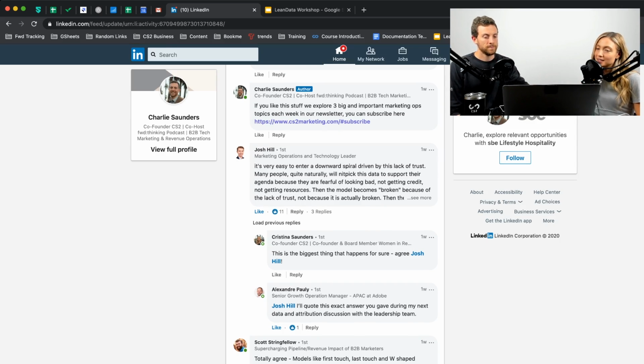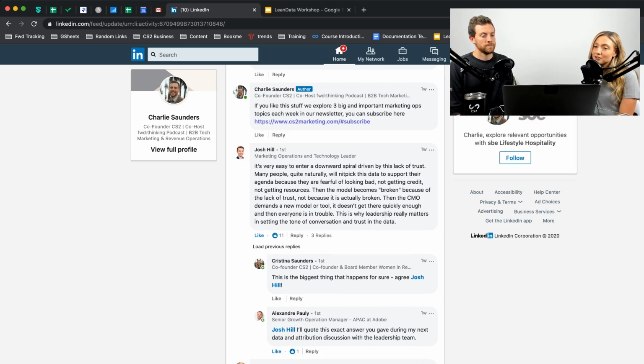It's very easy to enter a downward spiral driven by lack of trust. Many people quite naturally will nitpick the data to support their agenda because they're fearful of looking bad, not getting credit, not getting resources. Then the model becomes broken because of lack of trust, not because it's actually broken. Then the CMO demands a new model or tool. It doesn't get there quickly enough, and then everyone is in trouble. This is why leadership really matters in setting the tone of conversation and trust in the data.